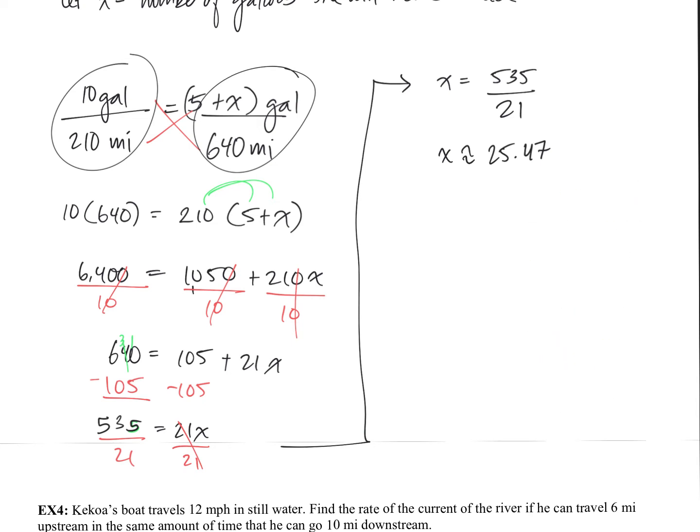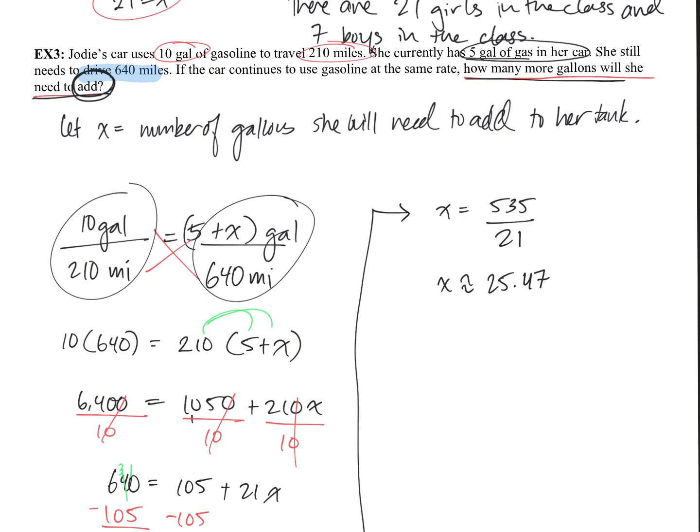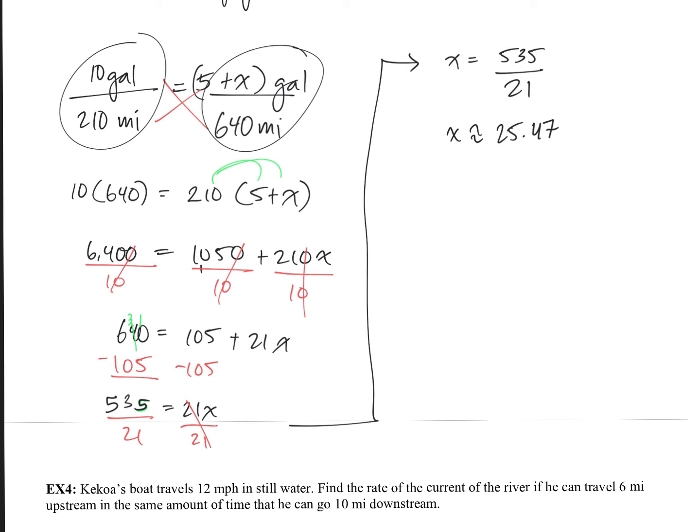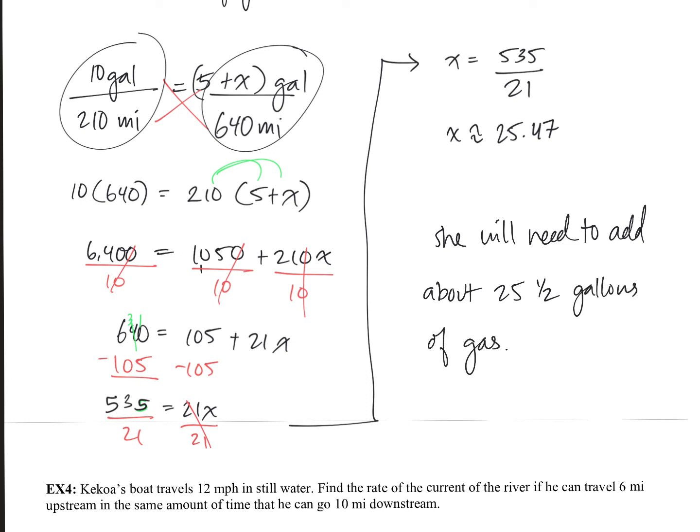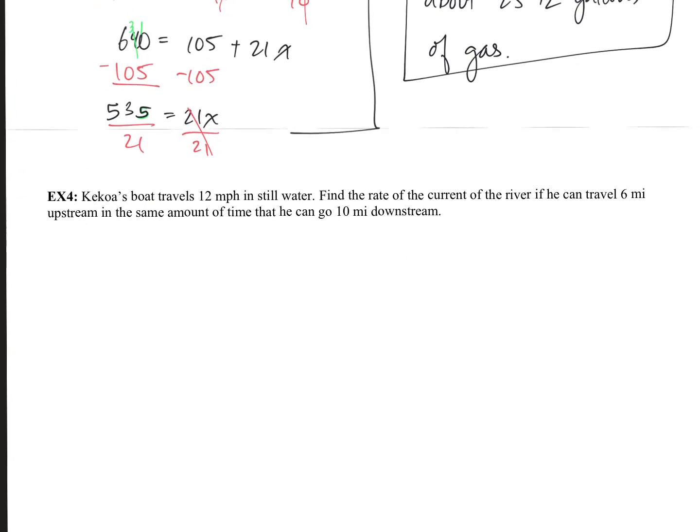So, are we done? No, not quite. We need to answer as a complete sentence. What is the question? How many gallons will she need to add? So she will need to add about 25.5 gallons of gas. Period. All right, let's keep going.